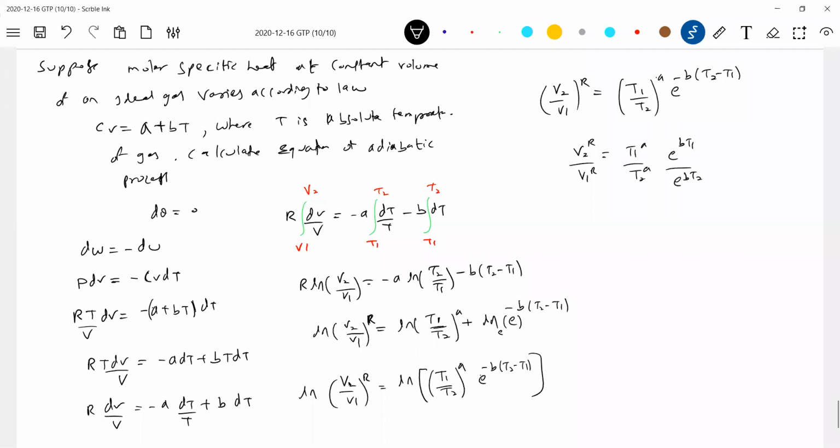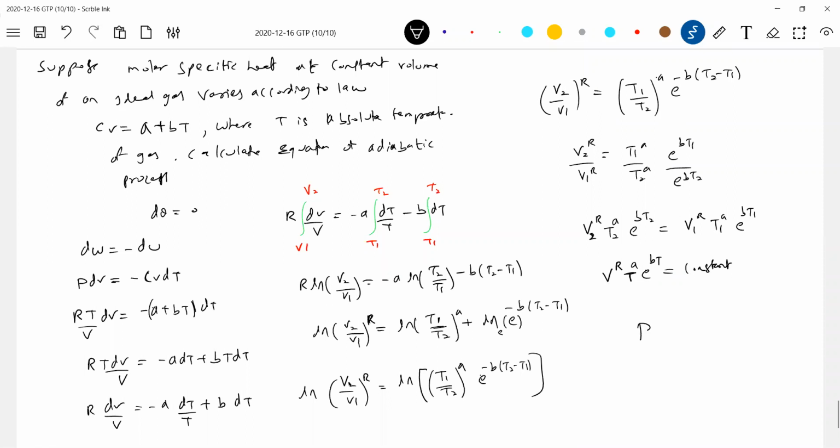Let me bring all the terms on one side. V2 to the power of R, T2 to the power of A, e to the power of B T2, and this will be V1 to the power of R, T1 to the power of A, e to the power of B T1. So the generalized equation will be V to the power of R, T to the power of A, e to the power of BT equal to constant. This is also an adiabatic process. This is very, very important.